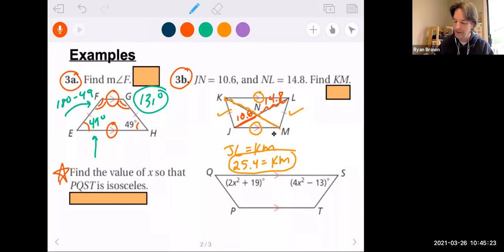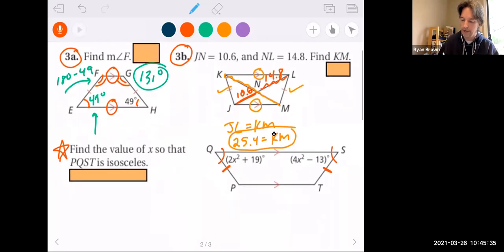If I want this to be isosceles, that means the base angles are going to have to be congruent, right? So these two need to be congruent. Well, why don't we use that knowledge and set those two equal to each other and try to solve? Oh, a little bit of algebra here. How about one angle, 2x squared plus 19, has to be equal to the other angle?